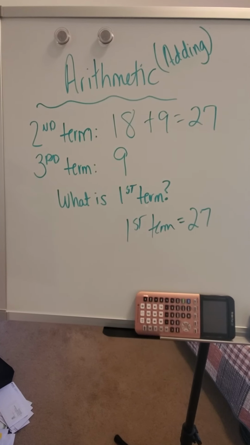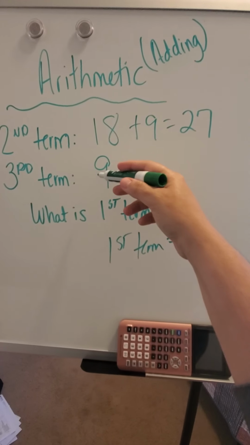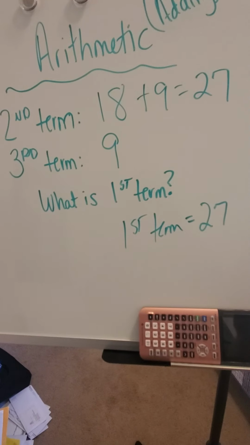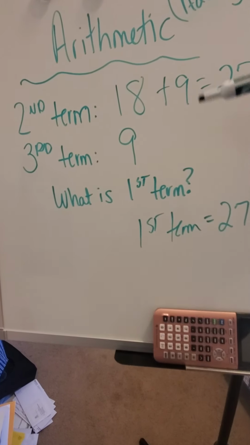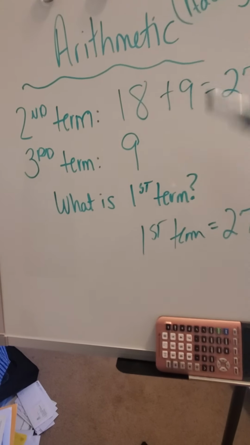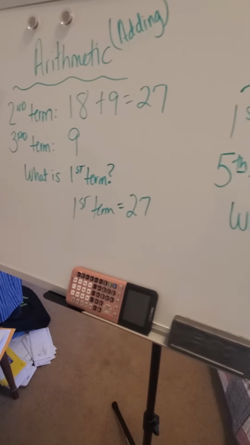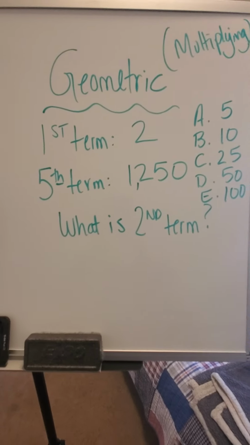So on the arithmetic ones, they're not that bad. I just wanted to make sure the wording doesn't throw you off. So look and see, hey, I'm subtracting 9 each time. If they wanted to know the fourth term, I'd subtract another 9 and get 0, right? If they wanted to know the first term, which is what I did here, I would add 9 to go backwards.